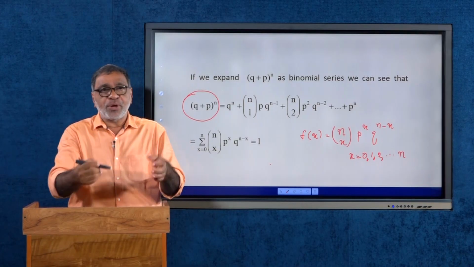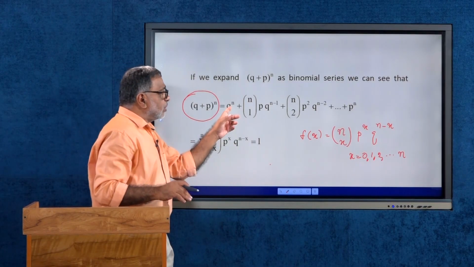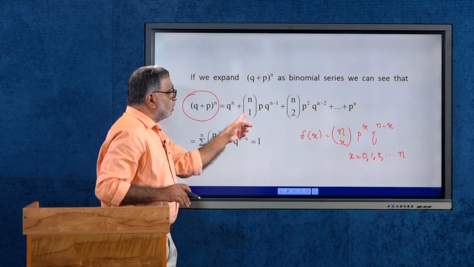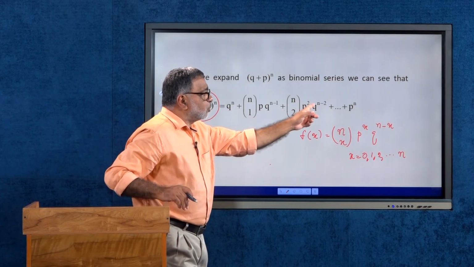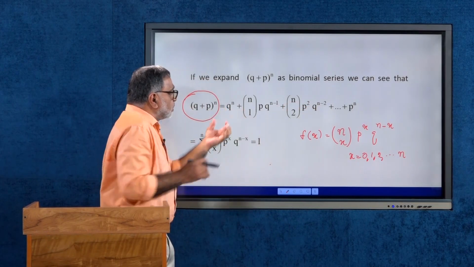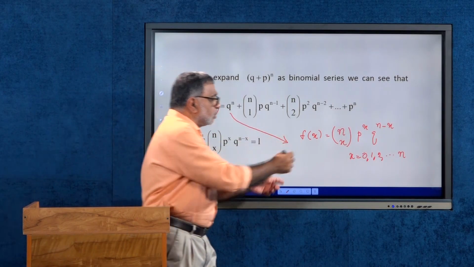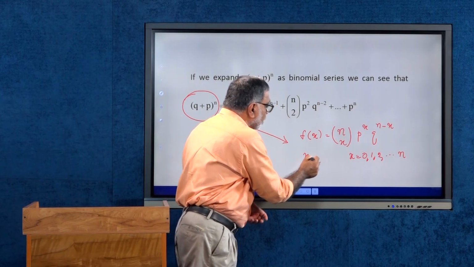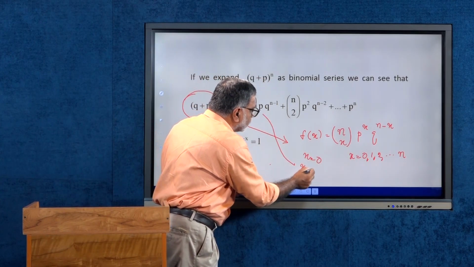So when you are expanding (q + p)^n, you will get the expansion as q^n + nC1 p q^(n-1) + nC2 p^2 q^(n-2) + etc., up to p^n. And these are nothing but: this value is the f(x) value when x is equal to 0, and this value is the f(x) value when x is equal to 1.